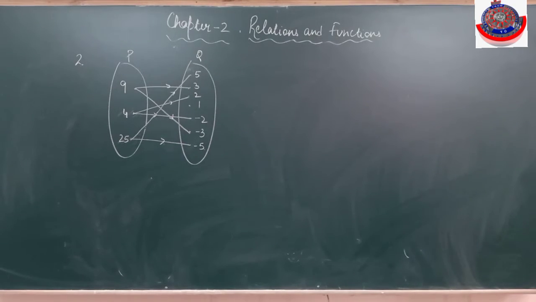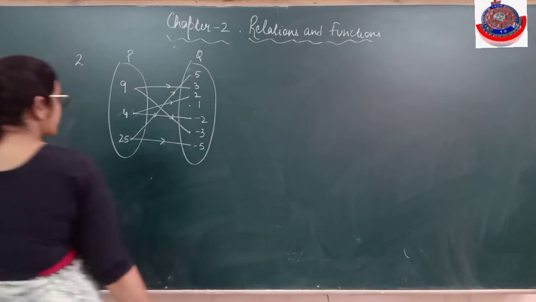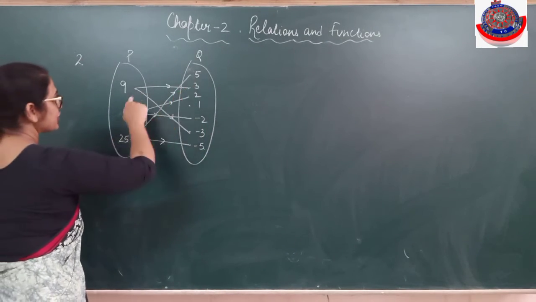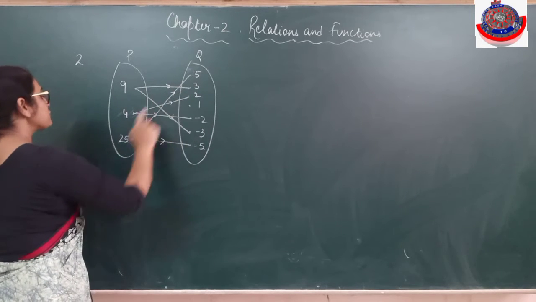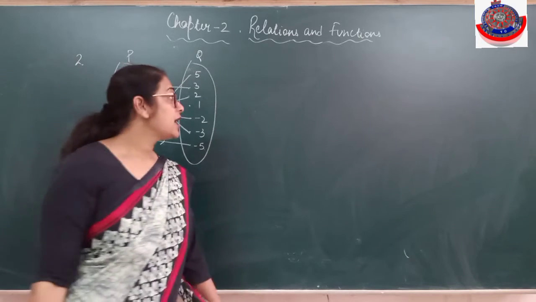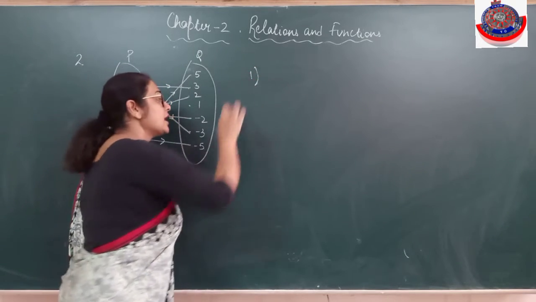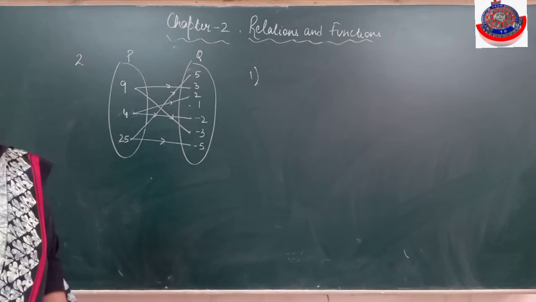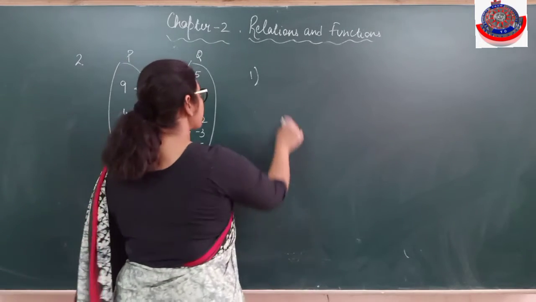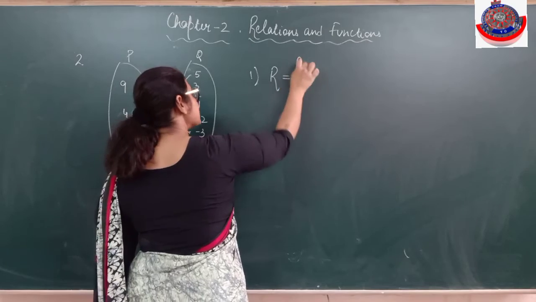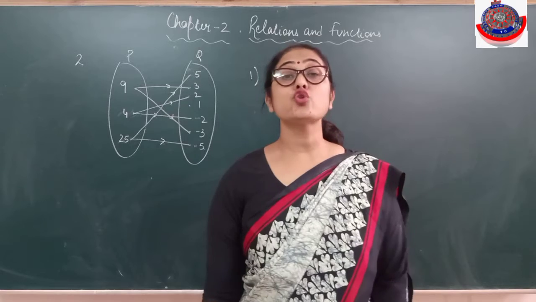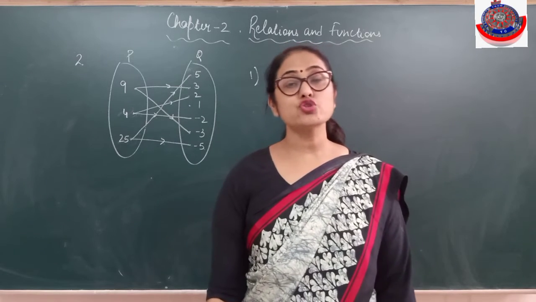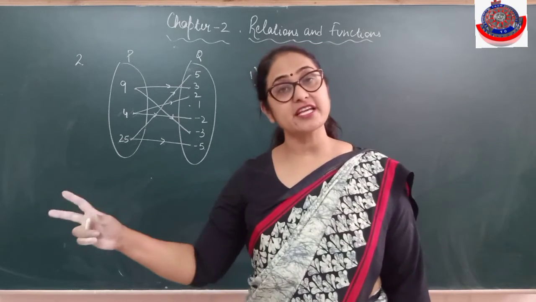An arrow diagram is given to us which has two sets P and Q, where the arrows go from 9 to 3, 9 to minus 3, 4 to 2, 4 to minus 2, 25 to 5 and 25 to minus 5. They're asking me first to define this relation in the form of order pairs. I have to define, or when I say order pairs, I can say this is also a set, R is a set. So I can say it in roster form. Roster form means I write all the elements separated by commas.